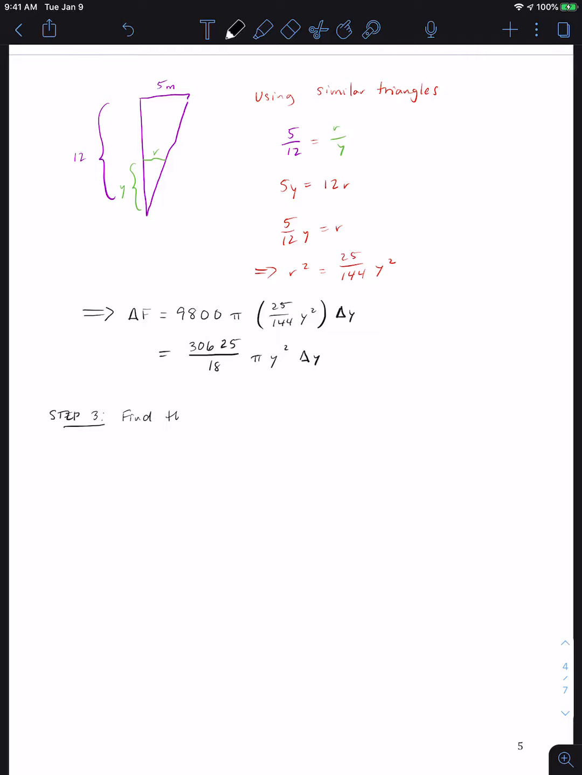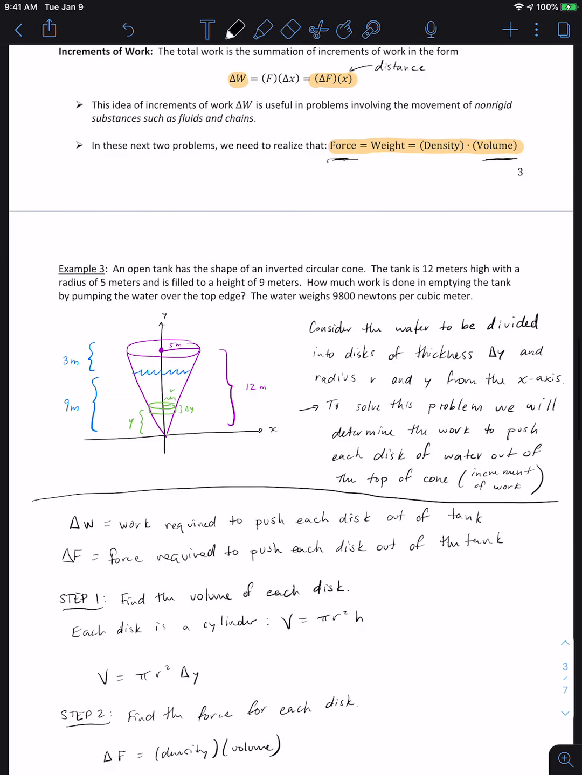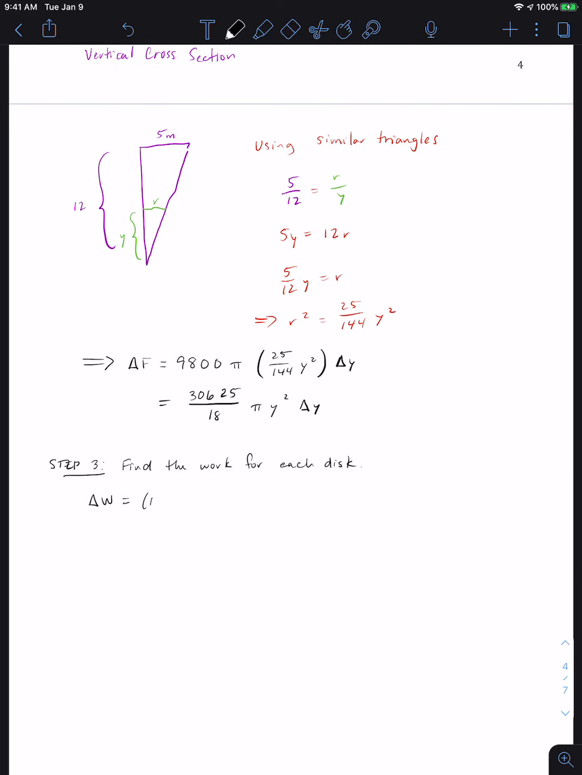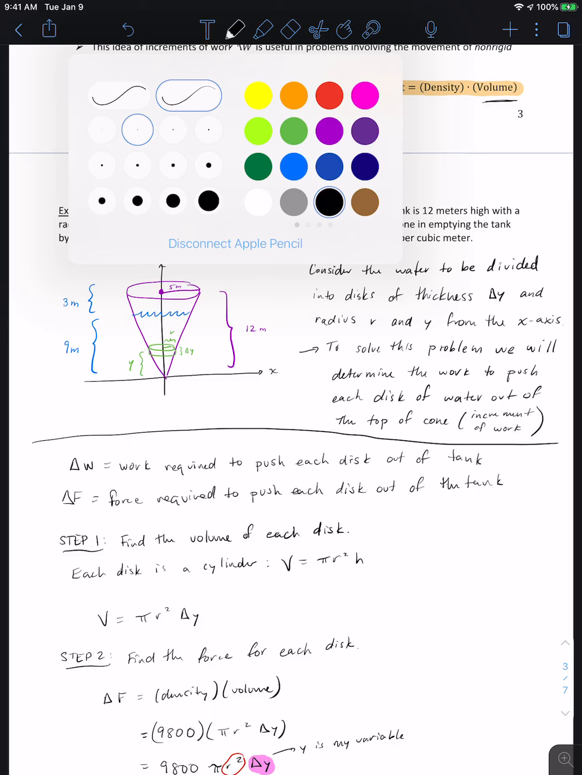Find the work for each disk. Right? So remember, delta W is given by the formula that we talked about right up here at the top in orange: delta F times the distance x. Right? So it's delta F times the distance that it has to travel. That disk has to travel. So let's talk about what that distance is. Let's draw it with another color up here. Let's see here. I haven't used orange.